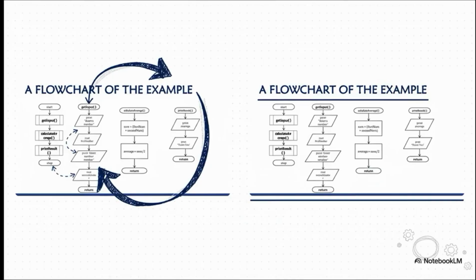The main program starts, and its very first instruction is to call getInput. Now watch what happens. The flow of the program literally jumps from that main column over to the getInput column. That module does its job, it gets the numbers, and when it's finished, it hits that return step at the bottom, and poof, control jumps right back to the main program, which is just waiting for its next instruction.